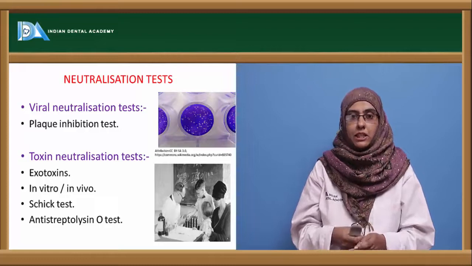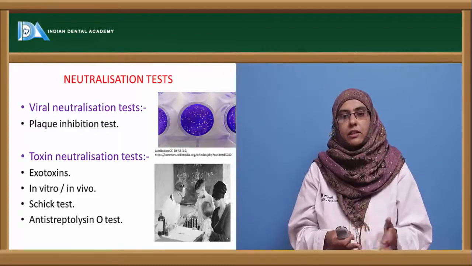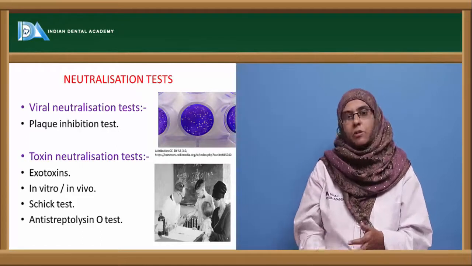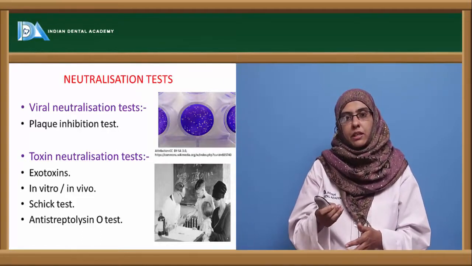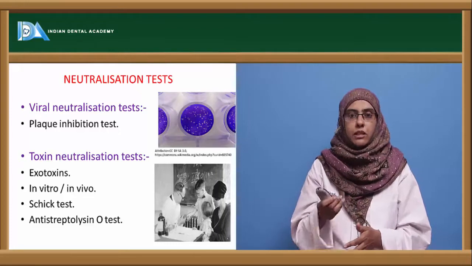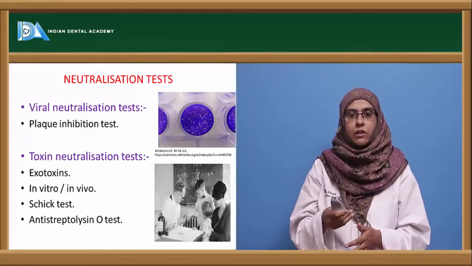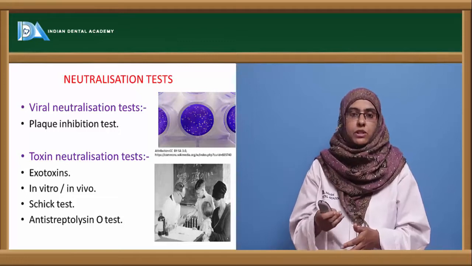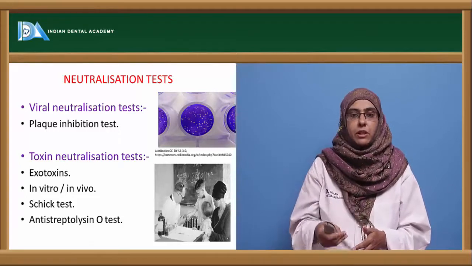And similarly, the Schick test is also done to identify the neutralizing antibody or the antitoxin present in the human. So a small amount of antigen will be introduced, and by detecting whether antitoxins are there, we will know whether there was a previous immunization or previous contact with that particular disease.